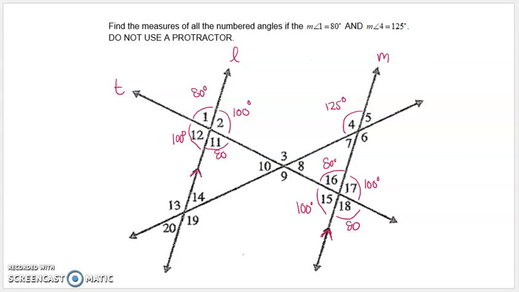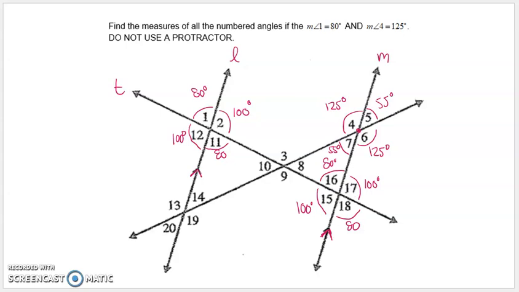Okay, now let's look at what we have around angles 4, 5, 6, and 7, that vertex right there. So again, angles 4 and 6 are vertical angles, so angle 4 is 125 degrees. 4 and 5 form a straight angle. They're supplementary. So if the measure of angle 4 is 125, the measure of angle 5 is going to be 55 degrees because the sum has to equal 180. The measure of angle 7 would also be 55 degrees because it's a vertical angle to 5.